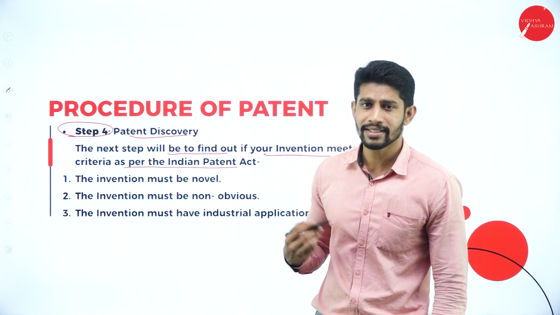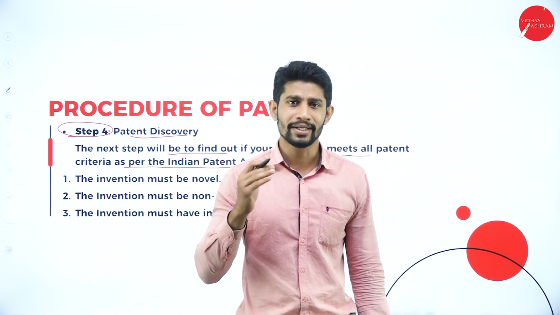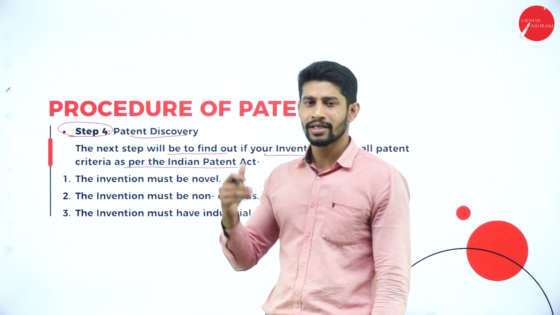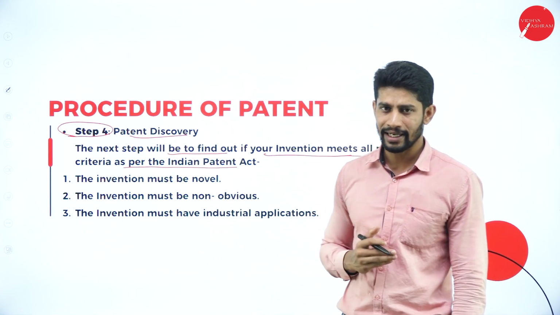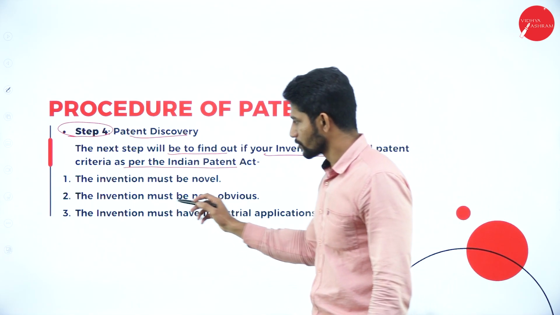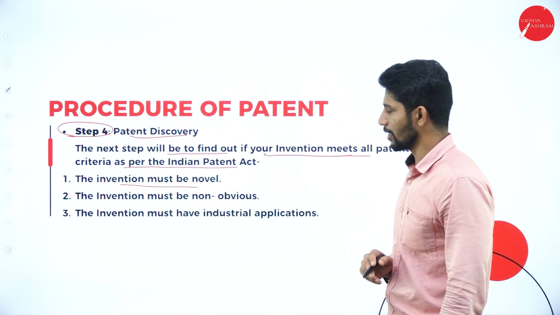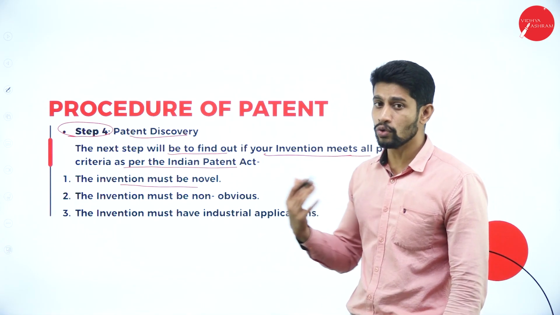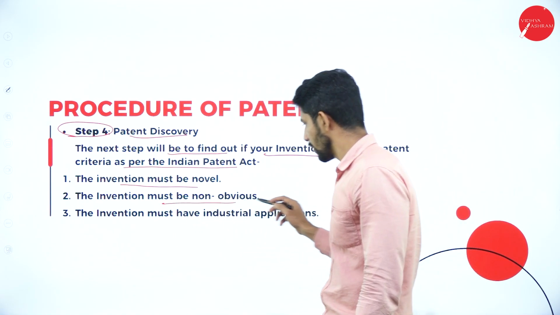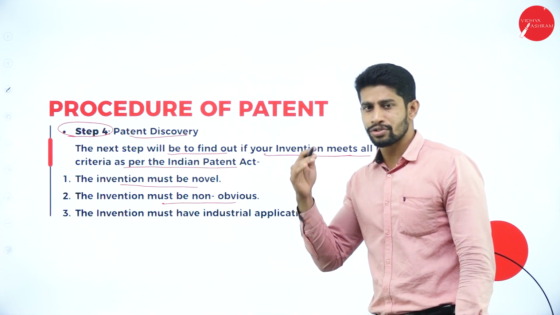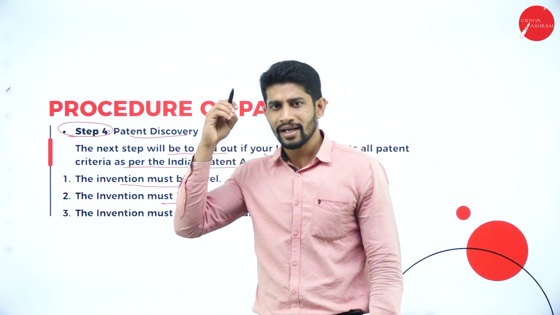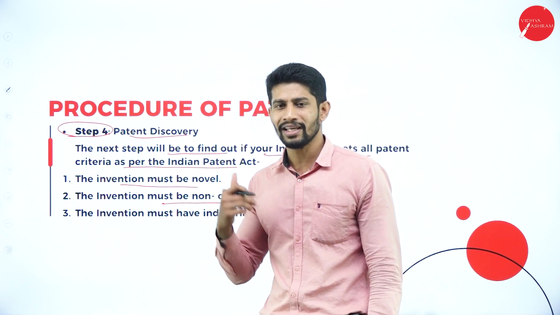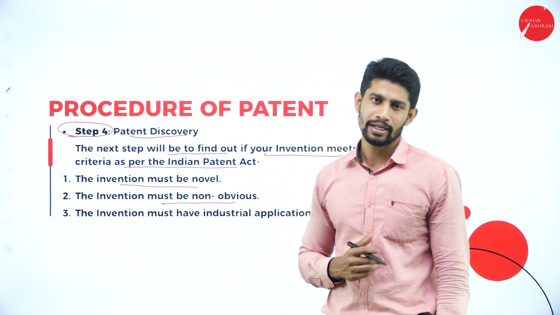We have some criteria in the Indian Patent Act to give a patent to any invention. So they look into whether your invention meets all the criteria of the Indian Patent Act. In that, the invention must be novel. That means it should be a unique and new invention, and the invention must be non-obvious. That means it should be very unique and very improved. In case you are improving an existing invention, it should be a very important improvement in that particular invention.